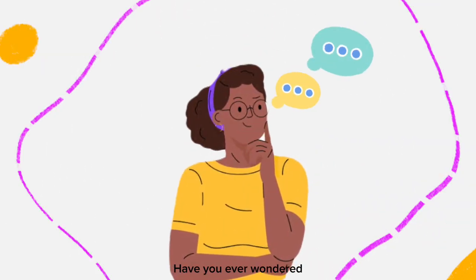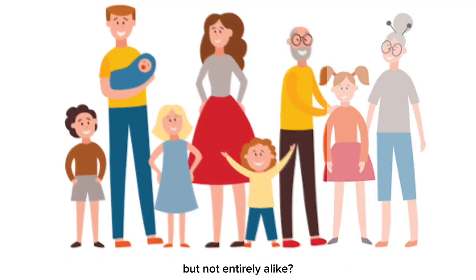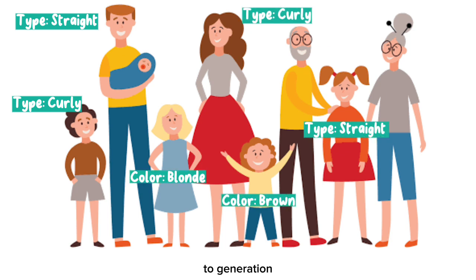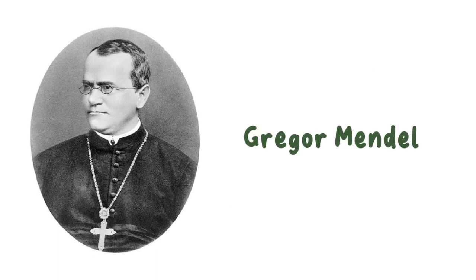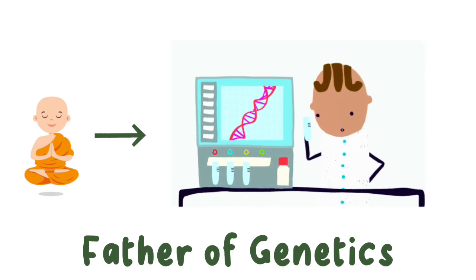Have you ever wondered why you and your family look slightly, but not entirely alike? The way in which traits are passed down from generation to generation was first explained by Augustinian monk Gregor Mendel. So how did the monk become known as the father of genetics?